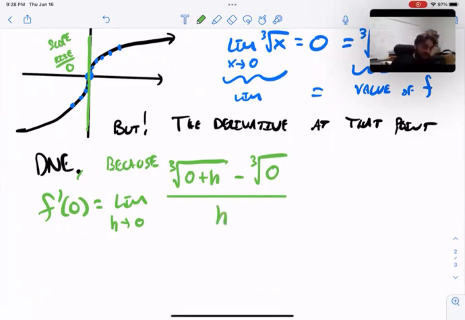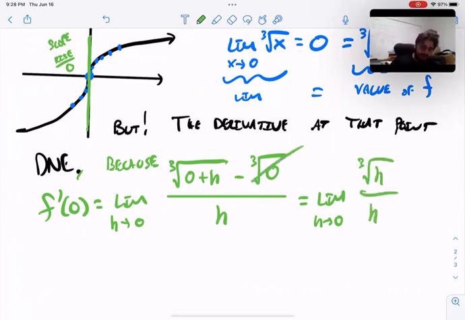So this is the limit, and this actually cleans up really nicely, right? The second term is just 0, right? And so this is cubed root of h minus 0. So this term goes away completely. So cubed root of h over h. So this limit.